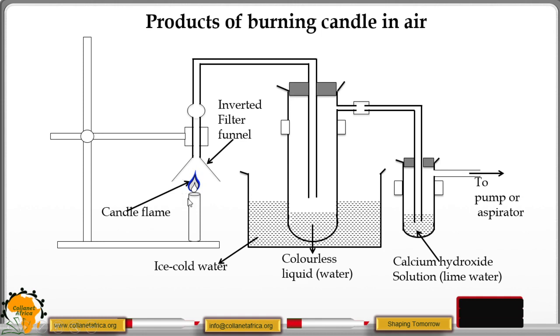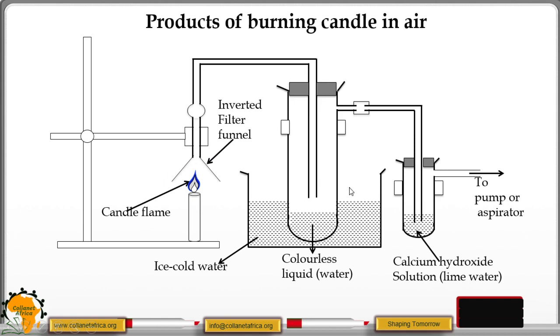Whenever the candle is burning, the candle is composed of wax. Wax is made up of hydrocarbons, that is hydrogen and carbon only. So it's a hydrocarbon compound, and whenever you burn a hydrocarbon, you obtain two products. You obtain carbon dioxide and water, and those are the only products that you obtain. Those two products are captured by the inverted filter funnel. That's why you have that filter funnel, to capture the two products. Those two products are transported to these two tubes.